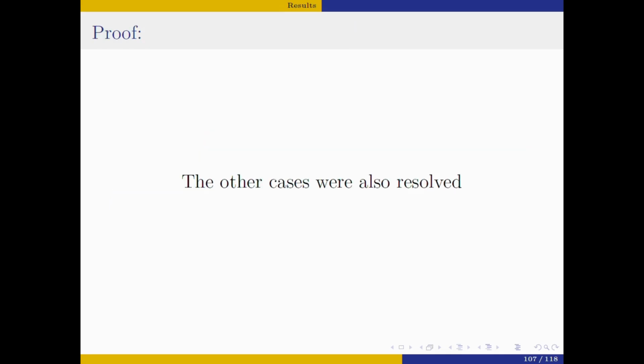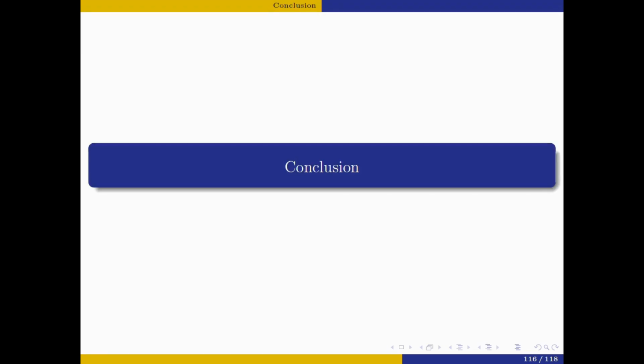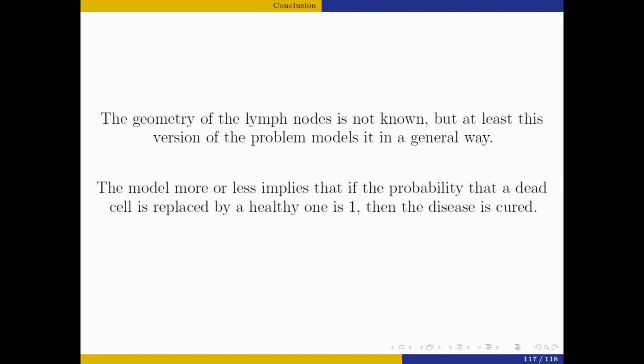We solve all the other cases in the same way, but due to the time constraints, I will not be able to explain them. In conclusion, we can say that the geometry of lymph nodes is known, but at least this version models it in a more general way, where it is deduced that the probability of a dead cell being replaced by a healthy one is 1, and thus the disease is cured.